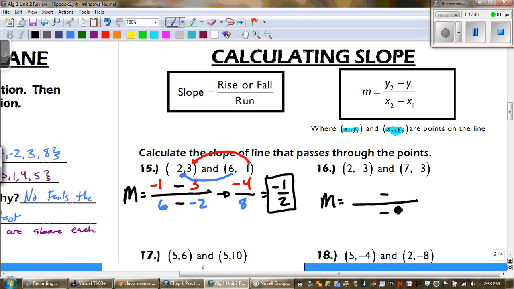So I'm automatically writing that down. -3 and -3 on the top. 7 minus 2 on the bottom. -3 minus -3 is actually 0. And 7 minus 2 is 5. And remember, we don't leave our answer like that. 0 divided by 5 is 0.